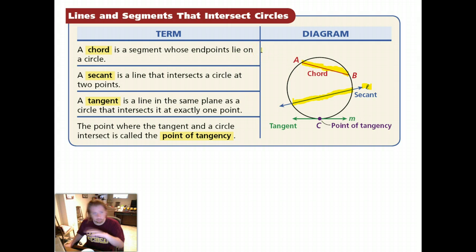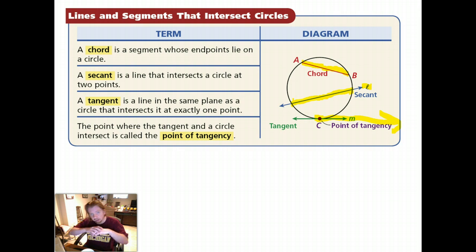Let's recap. Chords are segments, secants are lines. Now there are two kinds of lines. There's a secant line, and it goes through twice. So it hits here and it hits here. Now a tangent line only hits once and then goes off on its own.